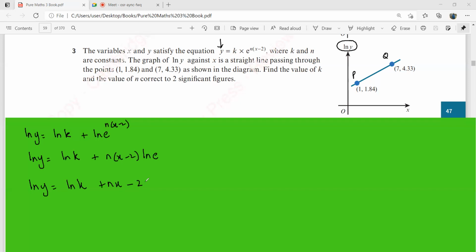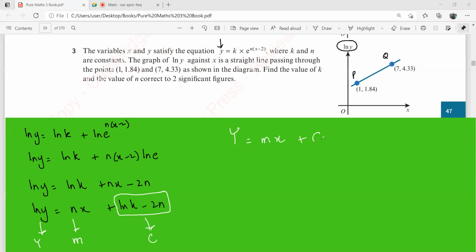Oh yes, look at this question now. Guys, this is finally ln y equal to nx and then plus ln k minus 2n, and good question. Now guys, all of this is your C here. This one is your Y, okay? And the gradient would be this N, okay? So now the equation is Y, this one is your C here. So Y is equal to mx plus C, okay?